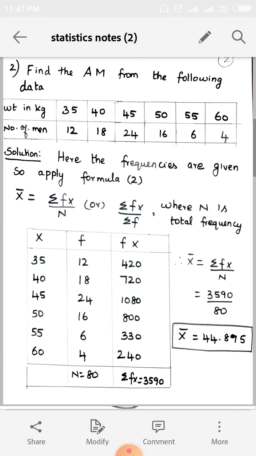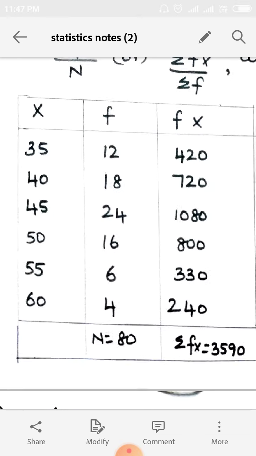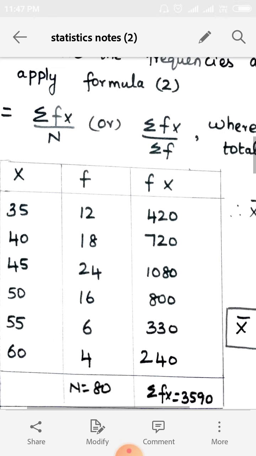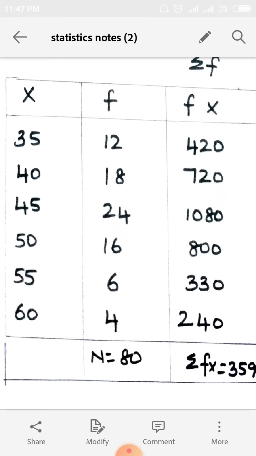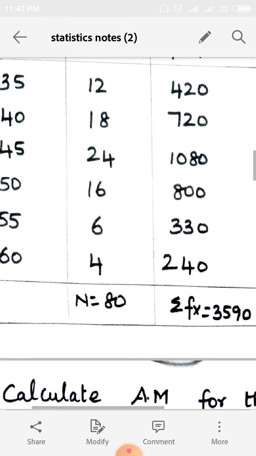Right. Now form the table. First write the x column. What are the x values? 35, 40, 45, 50, 55, 60. And next write the frequency. What are the frequencies? 12, 18, 24, 16, 6, 4. And total frequency N is equal to 80. That is, adding all the frequencies, we get N is equal to 80.